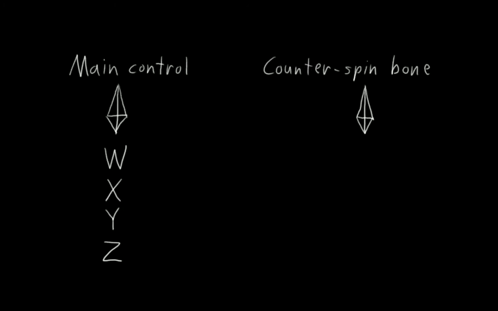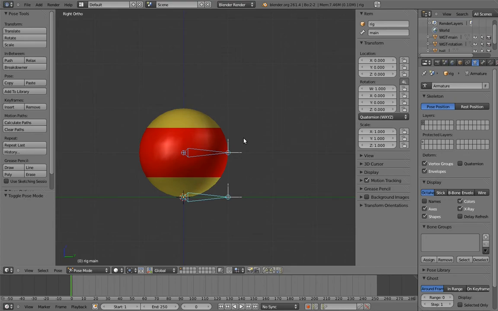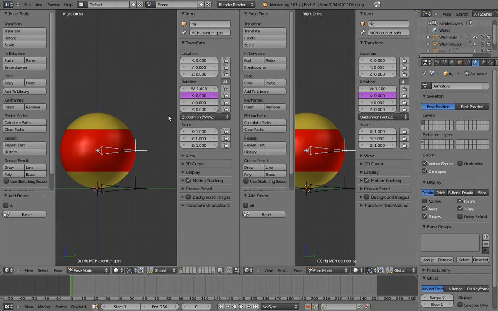So to make the counterspin bone do the opposite rotation, we're going to drive its quaternion components with the quaternion components of the main control. X, Y, and Z will simply be copied, but the W component will be set to the negative of the main control's W component. Let's start with X. Add a driver to the counterspin bone's X component. And let's go to the driver's interface to configure it.